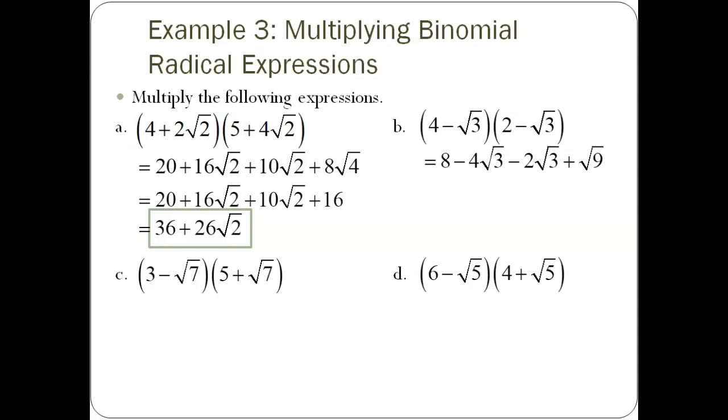All right, the square root of 9 is equal to 3, so we can replace that there. And then we have negative 4 root 3 and negative 2 root 3, which can be combined to be negative 6 root 3. And then the 8 and the 3 can be added together to be 11. So this is going to be 11 minus 6 root 3.